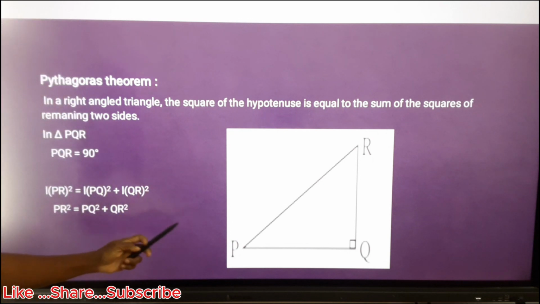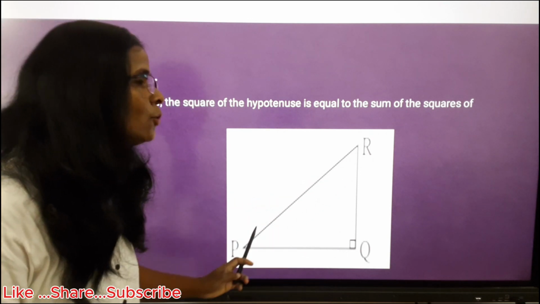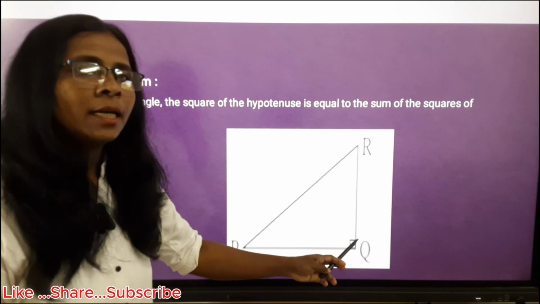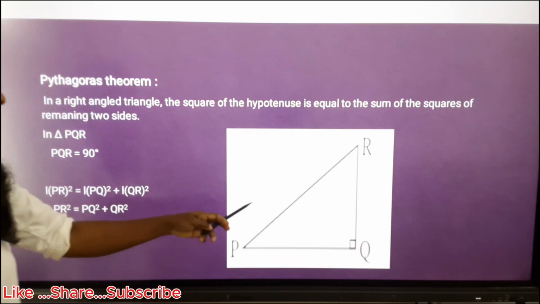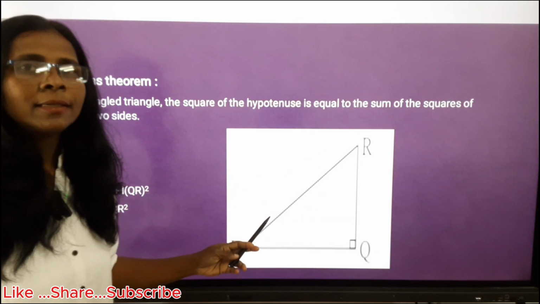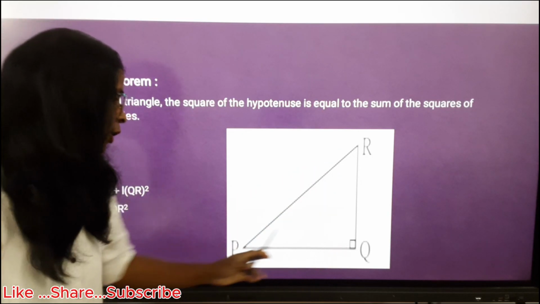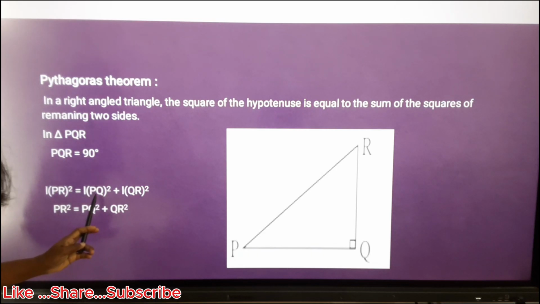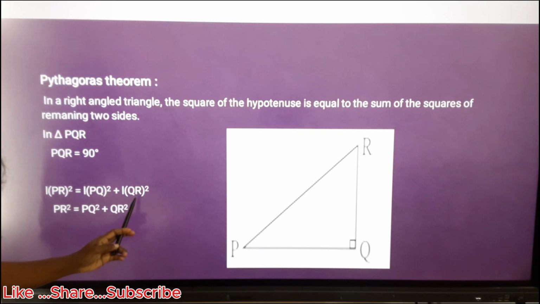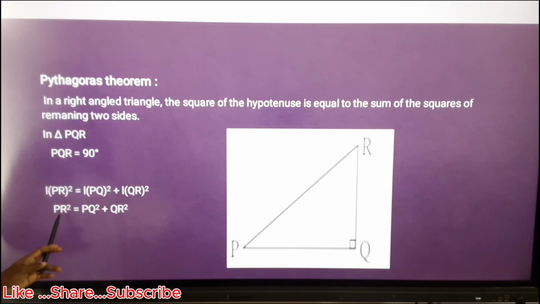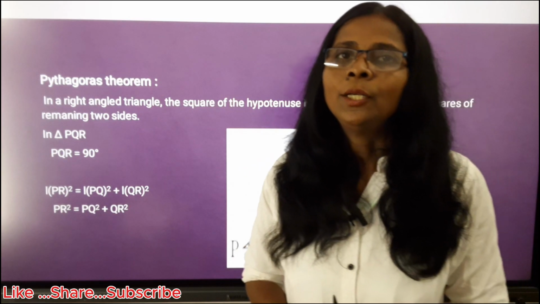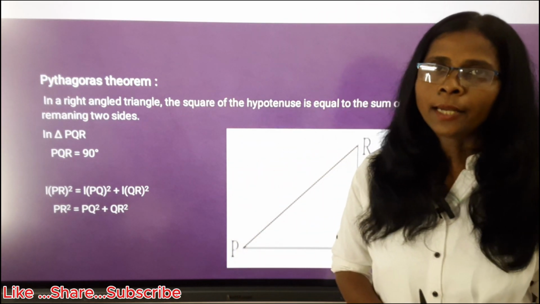Let us see that this is the triangle PQR. PQR is a right angle triangle where measure of angle Q is 90 degrees. Here the hypotenuse is PR and the right angle sides are QR and QP. So here length PR square is equal to length PQ square plus length QR square. In other words, PR square is equal to PQ square plus QR square, students. So it is applicable for a right angle triangle, students.